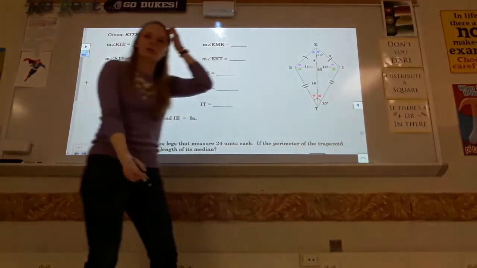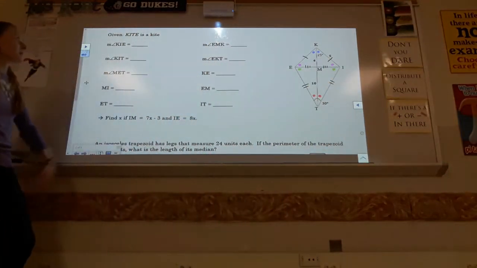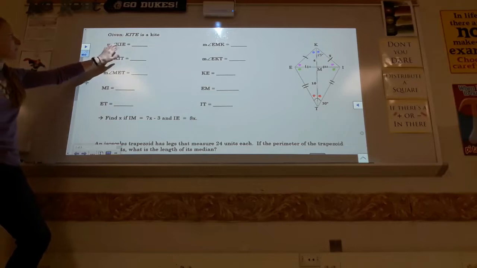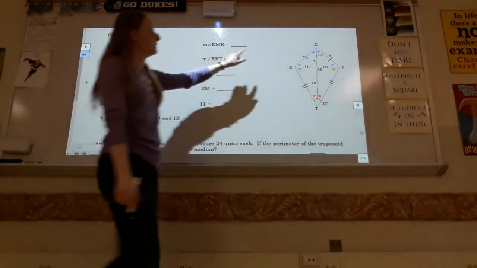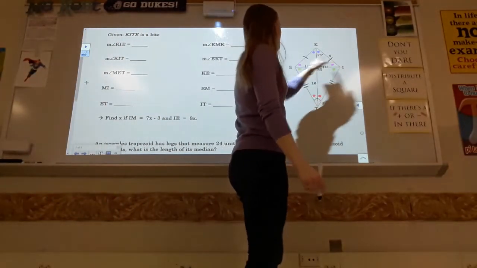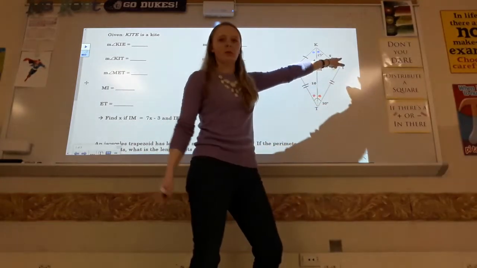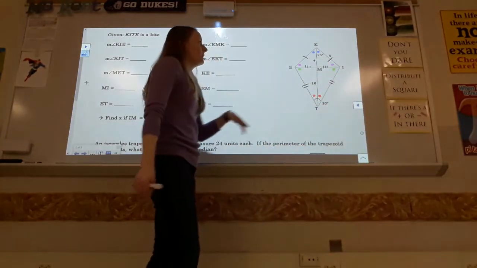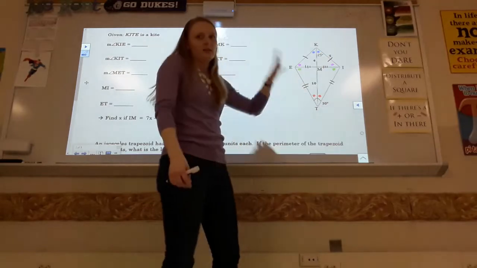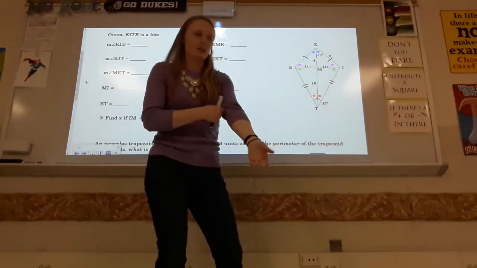And now I have all the relationships that I need to know about congruency. All right, so the first angle that I'm looking for is KIE. So that's this pink one over here, that pink one right there. If you notice, when you have a kite, it's split into 4 triangles. Hopefully you guys can see that really easily.